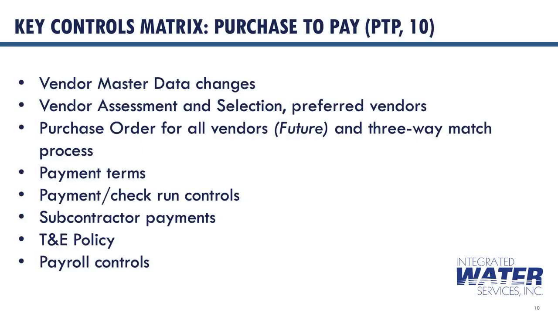There are 10 controls in the purchase-to-pay section of the key controls matrix, summarized as follows. Only authorized employees can create new vendors or change vendor details in the vendor master data. When possible, there should be a vendor assessment and selection process with at least 3 competitive quotes to ensure that we obtain the most competitive conditions. There is a process in place to vet and assess any vendors before they are included in the preferred vendor list. We create purchase orders for all our purchasing transactions, and we have a three-way match process in place.